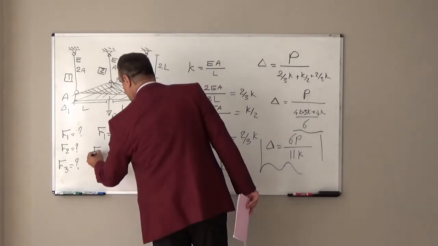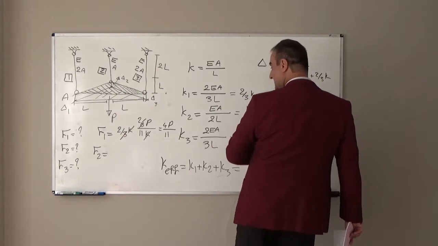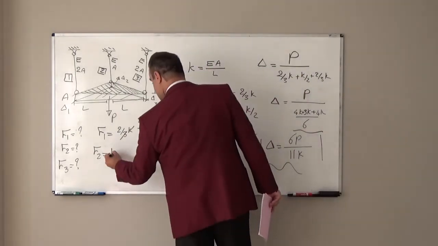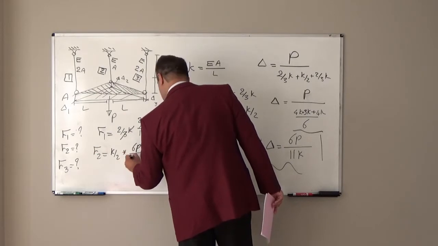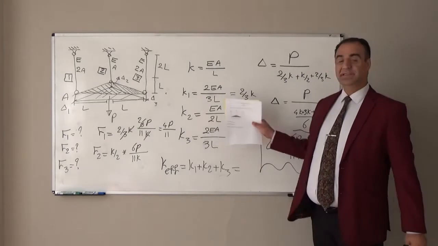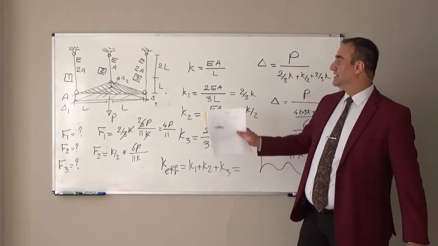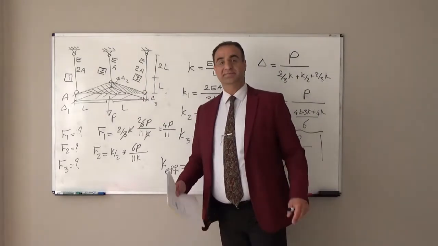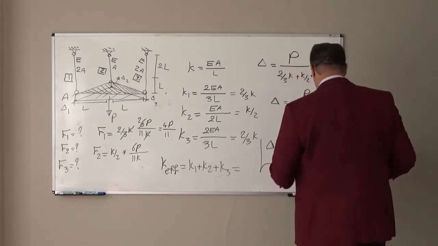What will be F2? K2 times delta. So that will be K over 2 times delta, 6P over 11K, and so on. You see, immediately we can find internal forces in each member. This way I solve it, we will call it the stiffness method. Let's look at another problem.